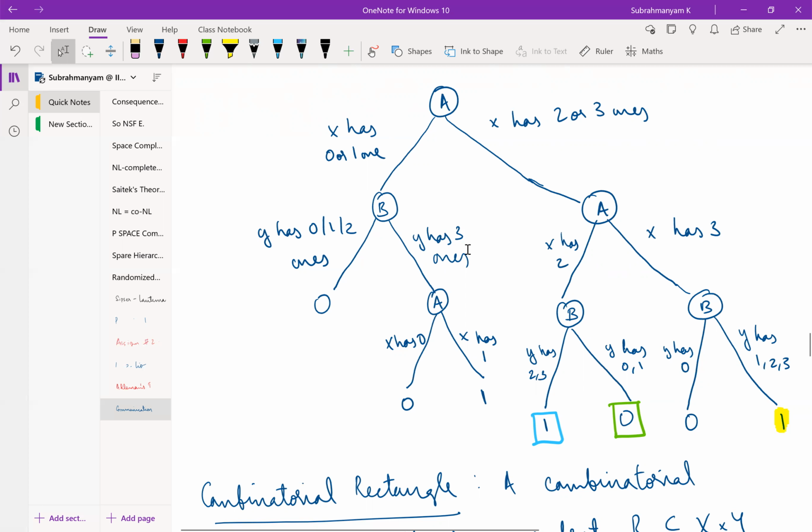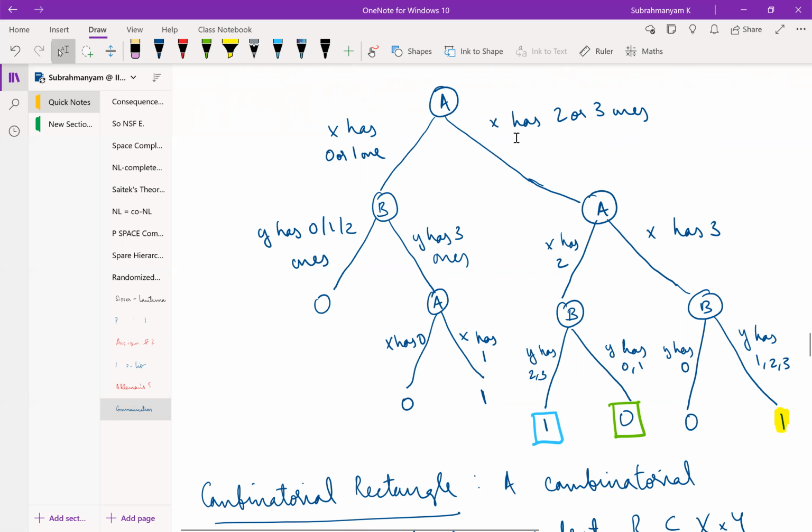If Bob has not 3 ones, then the function value is decided already. It is 0 because together they have at most 3 ones. If he says he has 3 ones, then it depends on whether Alice has 0 ones or 1 one. If she has 0 ones, the function value is 0. If she has 1 one, the function value is 1 because together they will have 4 ones.